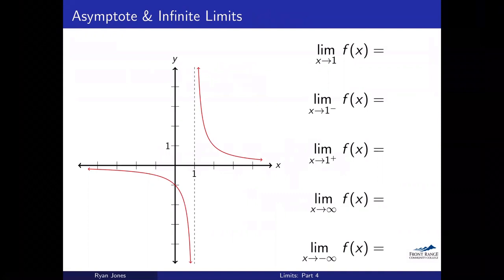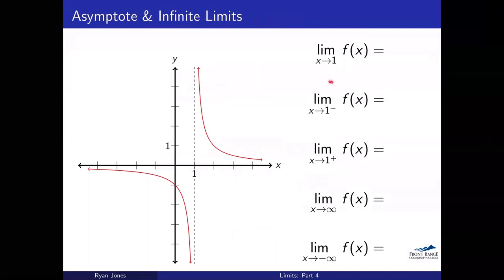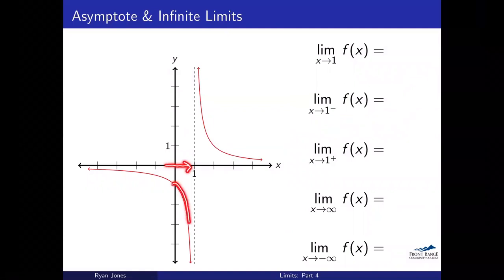So let's take a look at this second limit here. I want to look at the limit as x approaches 1 from the left-hand side. And so if that's me looking here, my function goes down to negative infinity. So this limit is going to be negative infinity. As I approach 1 from the right-hand side, that's me looking here, my y values go up and up and up to positive infinity. So I'm going to say positive infinity there.